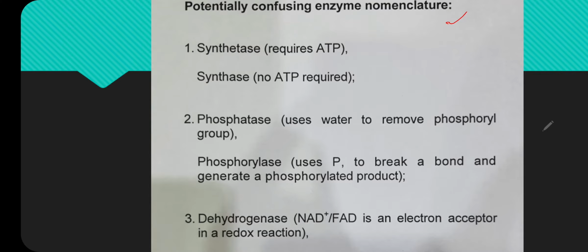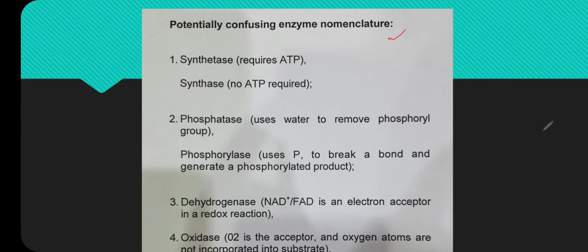For example, synthetase requires ATP, but the similar type of name, slightly different, synthase, requires no ATP. These sometimes create some confusion, but there is no need to be confused. Synthetases require ATP, whereas synthases do not require any ATP.